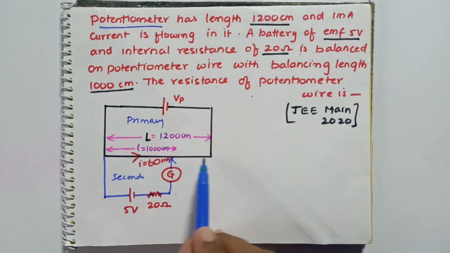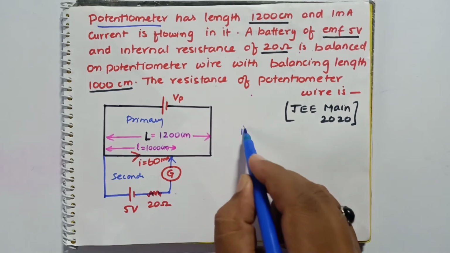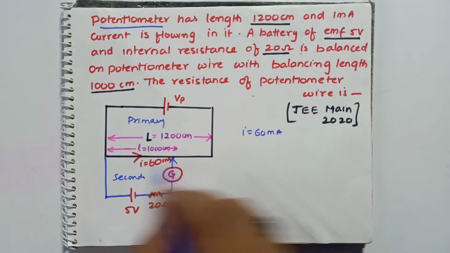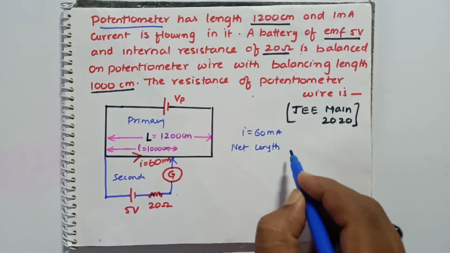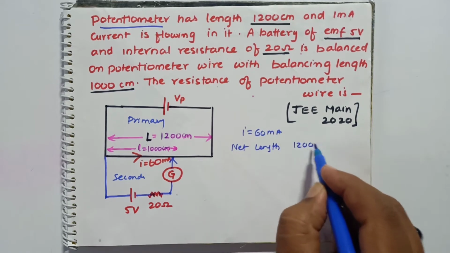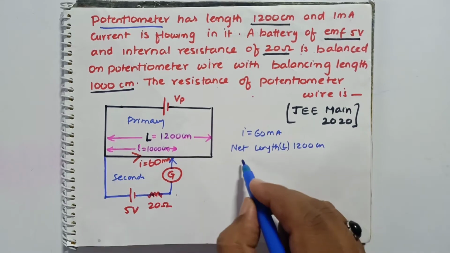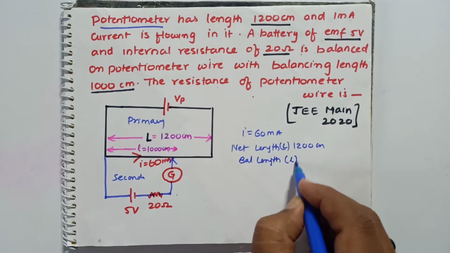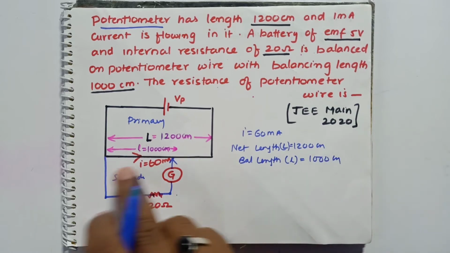What is the current flowing through this? It is also given in the diagram: the current is 60 milliamperes. What is the total or net length? It is 1200 centimeters, which is considered to be capital L. And what is the balancing length? If you observe, the balancing length, small l, is 1000 centimeters, as given here.